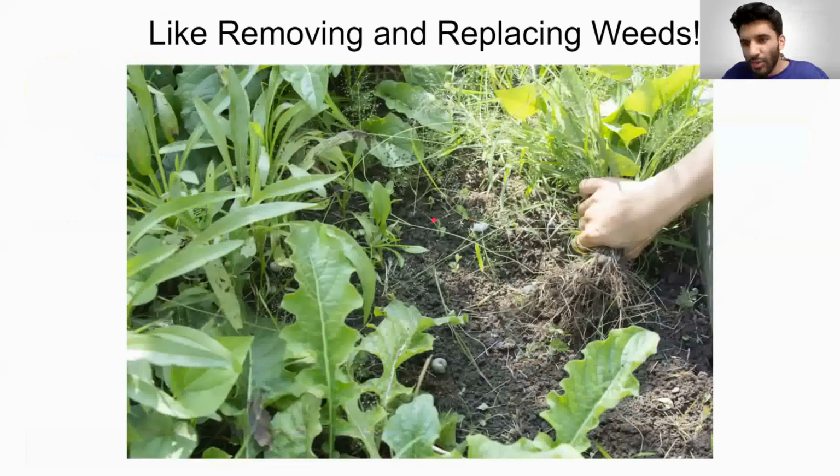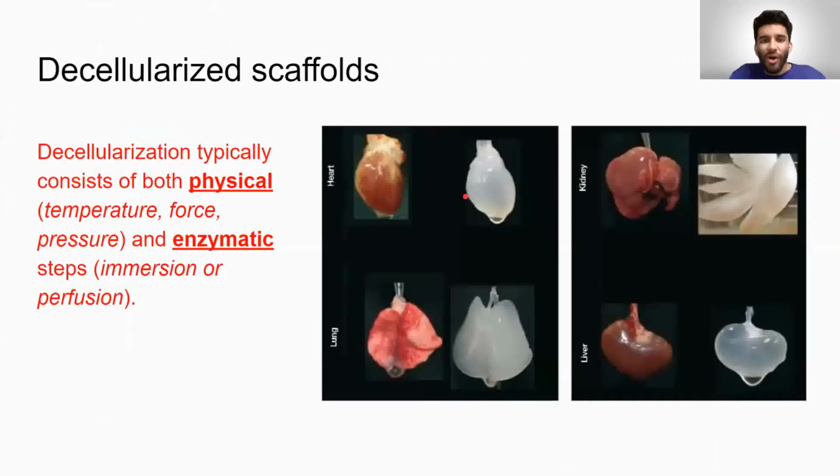So I know the obvious question in everyone's mind is, how are we decellularizing these organs? How are we taking away cells? How does that even work? There are two main ways we do this: physical forces and enzymatic forces. The physical forces means exposing these organs to high temperature, high stress, high forces, and high pressures, and those create environments where normal cells can't thrive and start to die out.